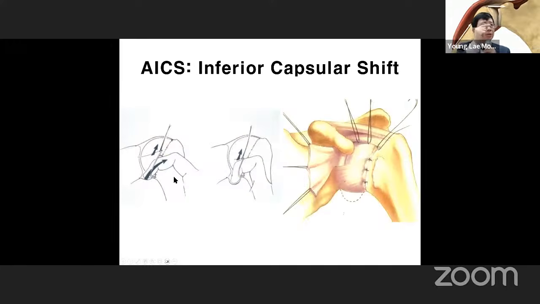And proper tension is this index finger. If we put an index finger in between, at the part of the axillary pouch, then this amount is proper. If too tight, the patient complains of a long period of stiffness, but if it is too lax, the patient easily goes back to instability again.